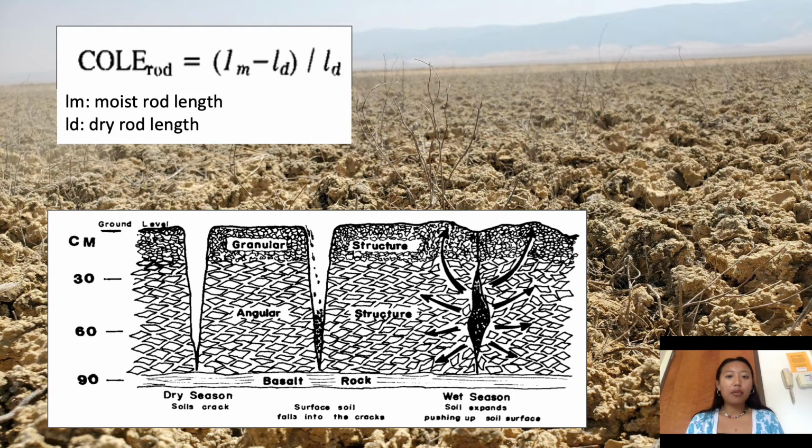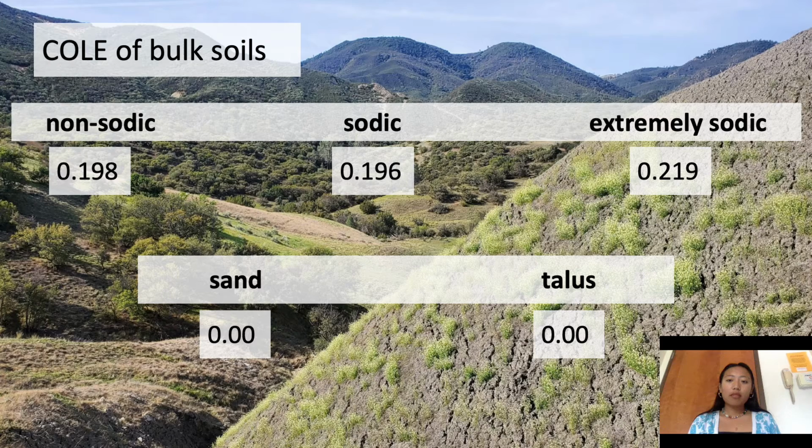In the top left corner, there's the equation we used for COLE, and the higher the COLE, the higher the shrink swell potential. We conducted COLE on the bulk soil samples used in the greenhouse studies. The non-sodic and sodic clays had very similar COLEs, while the extremely sodic clay had a higher COLE. Sand and talus basically have a COLE of 0 because they have larger particles than clay that don't allow for shrink swell to occur.